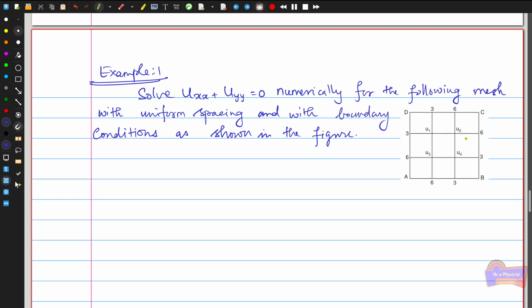And when you look into these mesh points, you can find that this partial differential equation and the boundary conditions are already symmetric about the diagonals AC and BD, isn't it? Suppose if you draw a diagonal line here, you can see there is a symmetric way of boundary conditions 6 and 6, 3 and 3. Similarly, you can see the 3 and 3, 6 and 6 here, or you can just plot a diagonal line here. You can see that the symmetry is still maintained, isn't it?